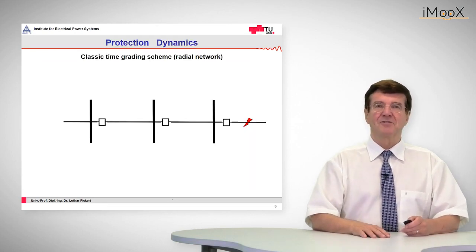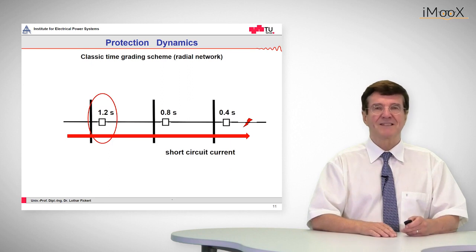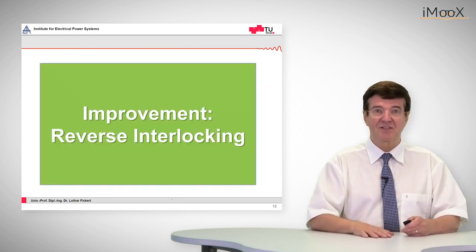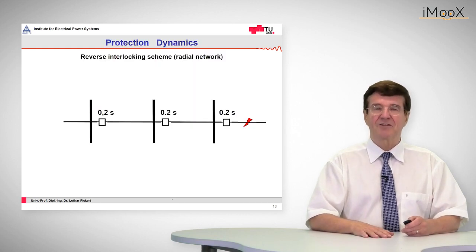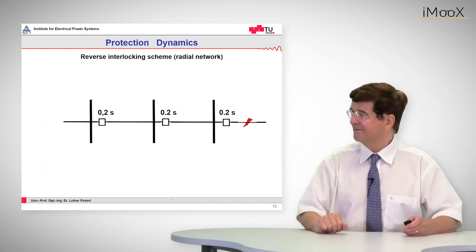In contrast to classic grading schemes where we have increasing times towards the source, which means that we have the longest tripping time and therefore the highest destruction close to the source, in reverse interlocking all the tripping times are set to the same values, for example 0.2 seconds, as we can see on our right side.